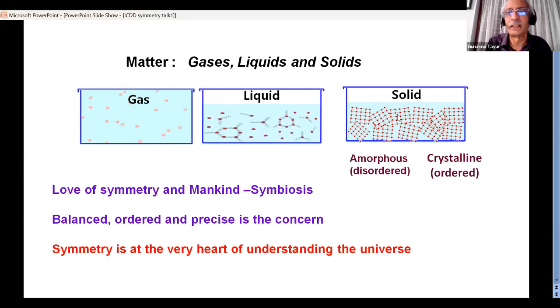So study of symmetry in the solid state now becomes the basis for us. As I mentioned already, there exists a symbiosis between symmetry and mankind. Balanced order and precision is the concern. And so when we now get into a solid form, the solid can be in two different forms. One is the so-called amorphous form. The other is the crystalline form. In the crystalline form, we have perfect order. The particles are all in contact with each other. There is long-range order extending in all three directions, considering a three-dimensional object. So here is a situation where we have arrested this particle. And if you want to study the property associated with the particle, they lie inside this solid material. So study of symmetry and structure in the solid now opens up a very easy prospect. And that is what we will explore.